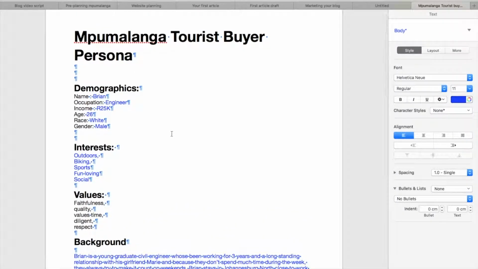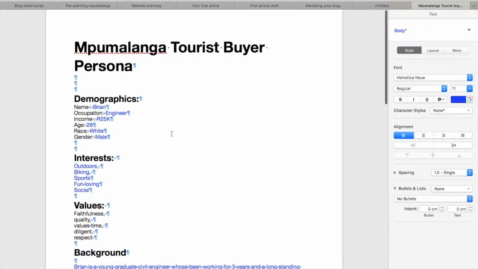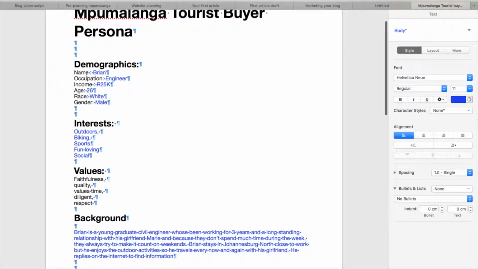So now let's get into detail on my buyer persona. I'm assuming your buyer persona is different from mine. Yours might have a different name. This is not a real person. This is just a fictional character that I use so that I understand who my ideal customer is. Okay, so here are the demographics.